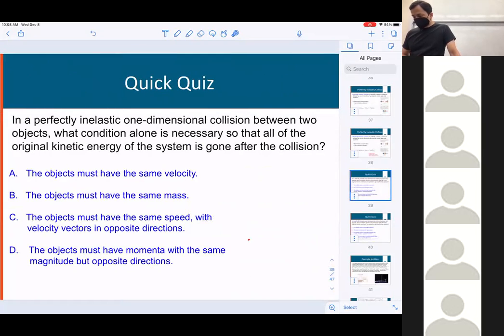Okay, so here's a Top Hat question to think about. It's a bit non-trivial, so think about this carefully. We are told that in a perfectly inelastic one-dimensional collision between two objects, which of these conditions alone is necessary so that all of the original kinetic energy of the system is gone after the collision? Meaning that in a perfectly inelastic collision, when you collide two things, they stick together. But what you want to happen is that after they stick together, you want them to just be at rest. You don't want the combined thing to move. So if I collide two things, they stick together and come to a stop altogether, then which one of these following conditions must be true in order for that to happen?